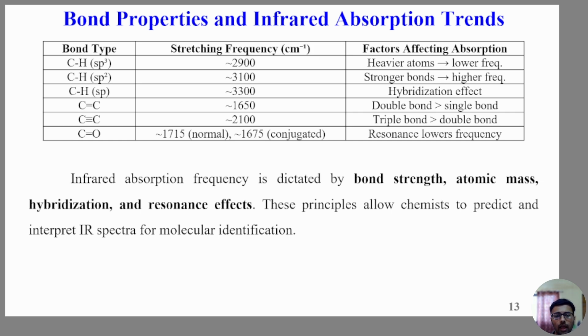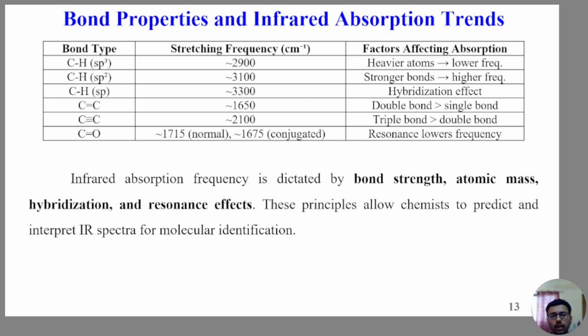Now consider an sp2 hybridized carbon-hydrogen bond, which appears in alkenes. The sp2 orbital contains more s character, making the bond shorter and stronger. Because the bond is stronger, the absorption shifts to a higher frequency, around 3100 centimeter inverse.